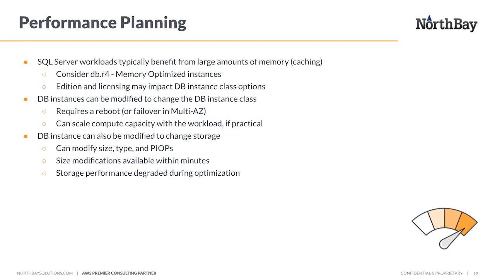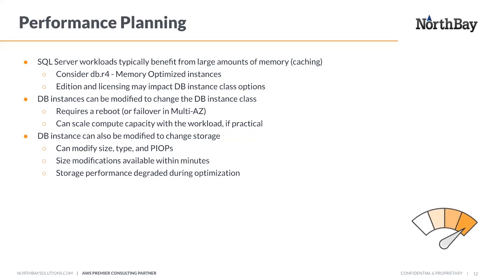DB instance can be modified to change the DB instance class. So you can change the DB instance class to any other class, but it requires a reboot or failover in a multi-AZ environment. Can scale compute capacity with the workload if practical. Again, these things need to be evaluated against your workload, against the data size, a lot of different factors, right? Data accessibility, data caching, and things like that. So these performance planning suggestions are very high level, right? So in general, this applies, but again, your workload needs to be assessed in order to make the wise call on which instance to go for.